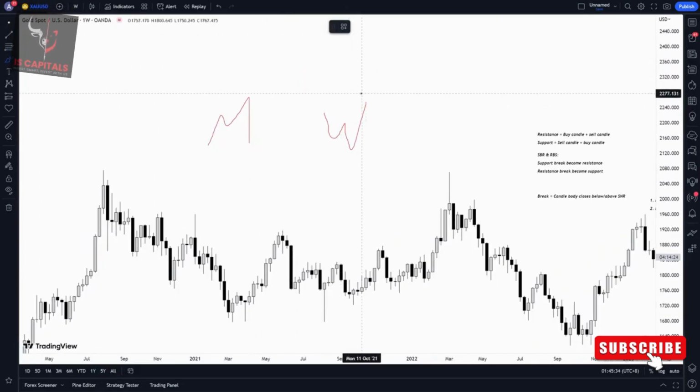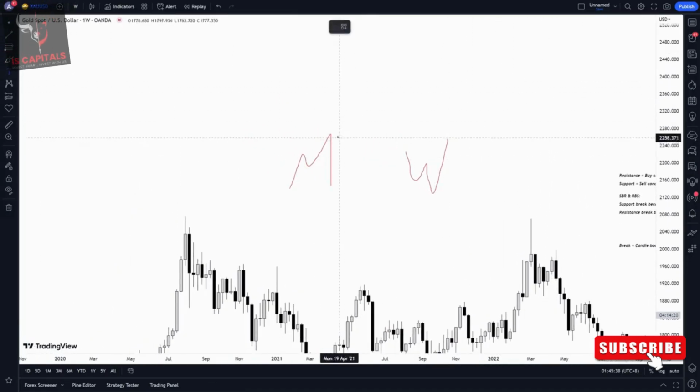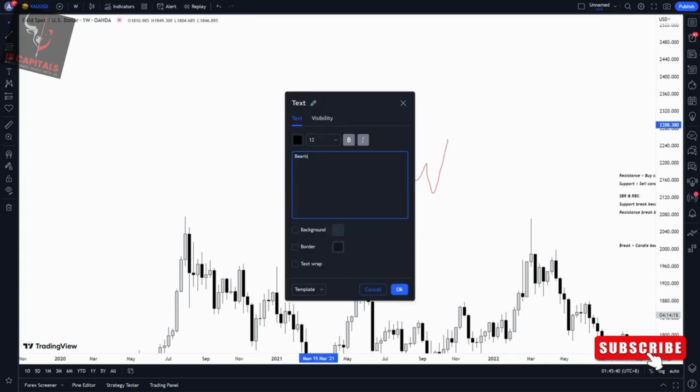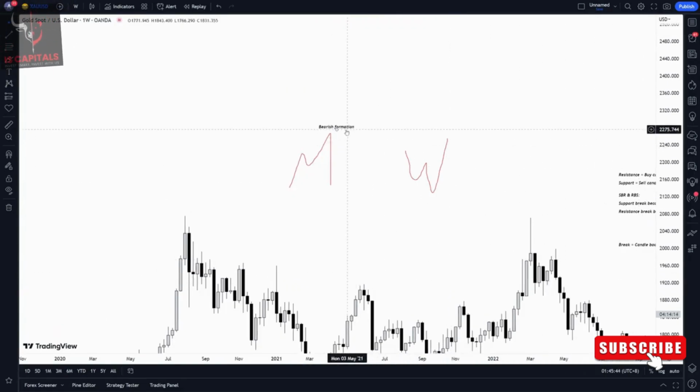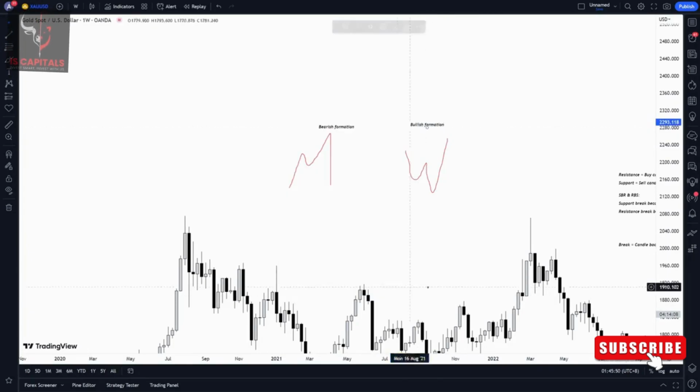Familiar? Definitely familiar. So this pattern gives us 3 pieces of information. What is this? Bearish formation. What is this? Bullish formation, obviously. I'm not stupid. You're not stupid, right? So, what is in here? What exactly is in here?